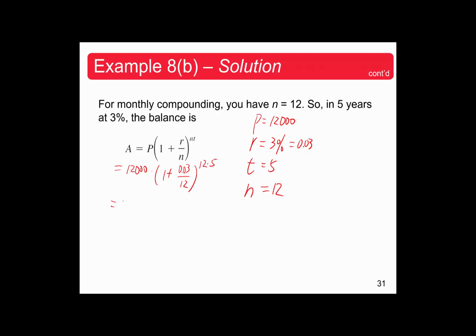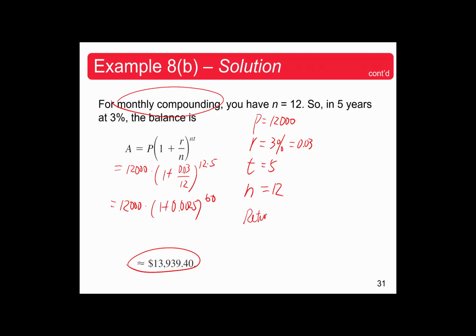So that should be 12,000 times 1 plus, you can evenly divide it, 0.03 by 12. Let's see what that is. Should be 0.0025. That's exactly right. 0.0025 to the 60th power. And you're going to get this result, right? This amount. If you compare this monthly compounding to quarterly compounding, let's see which one has a better return on investment.